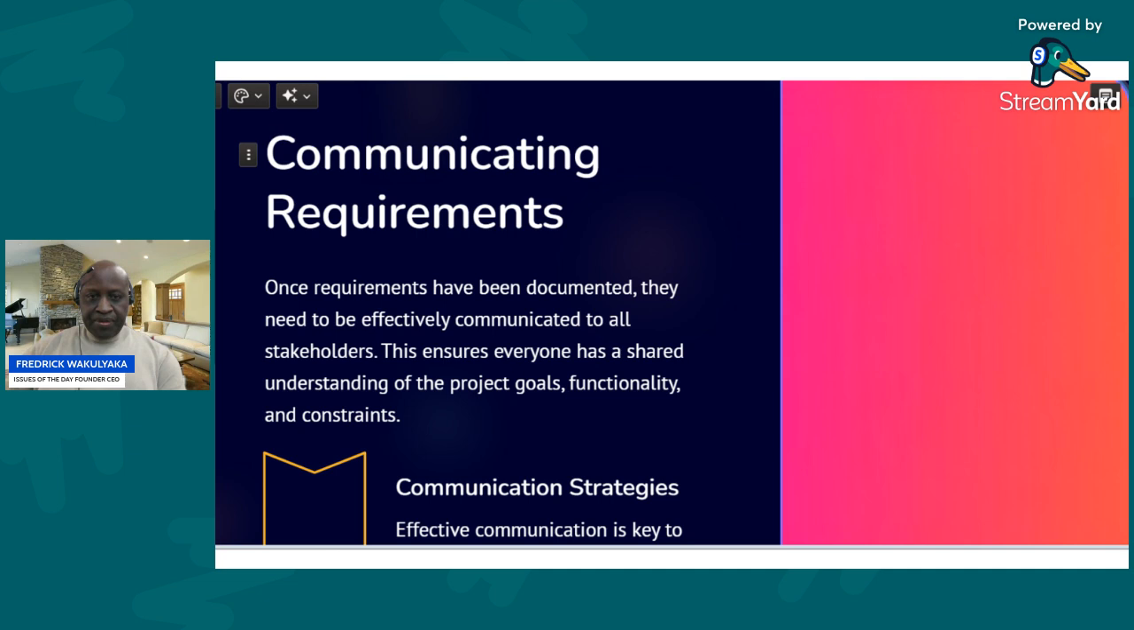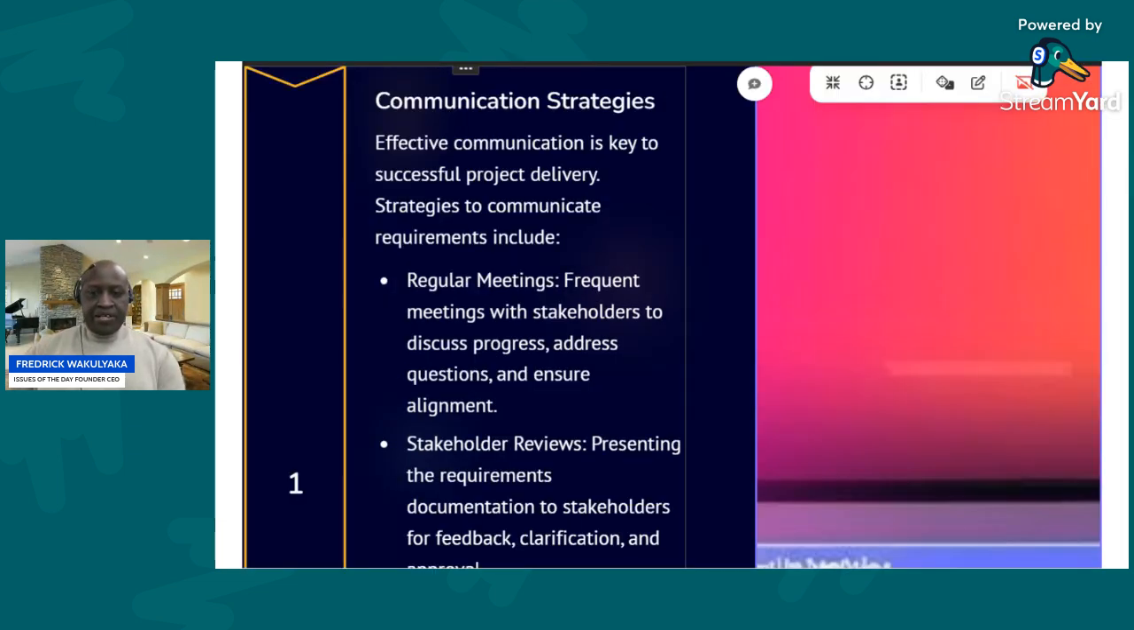Communicating requirements. Requirements must be effectively communicated to all stakeholders. This ensures everyone has a shared understanding of the project goals, functionality, and constraints. Communication strategies. Effective communication is key to successful project delivery. Strategies to communicate requirements include regular meetings: frequent meetings with stakeholders to discuss progress, address questions, and ensure alignment.